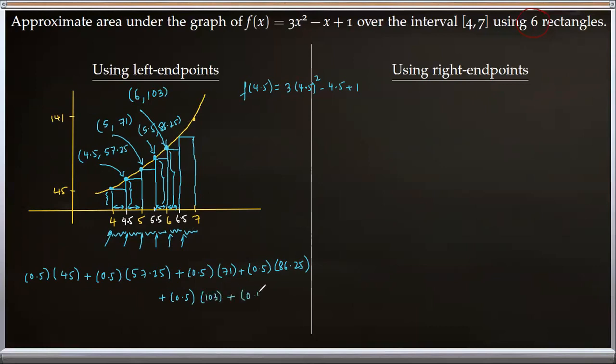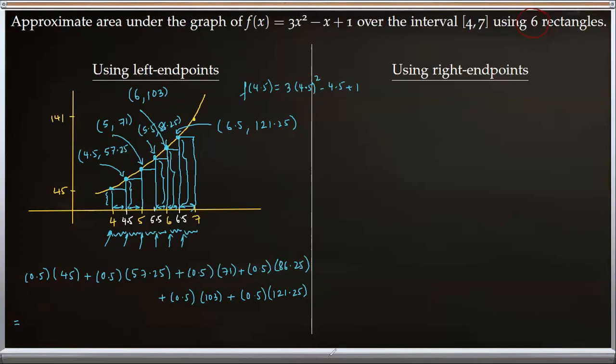And finally, for the last rectangle, we have again width 0.5 times height, which is given by this length, the y value at 6.5. So we just need to find that point. Again, plug x equals 6.5 into the function, and that comes out to be 121.25. So now we just need to multiply these and then add them up.